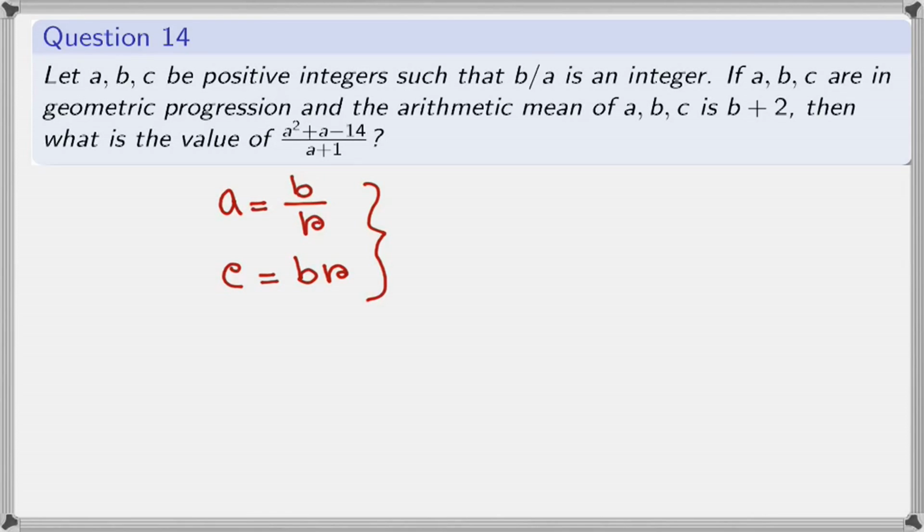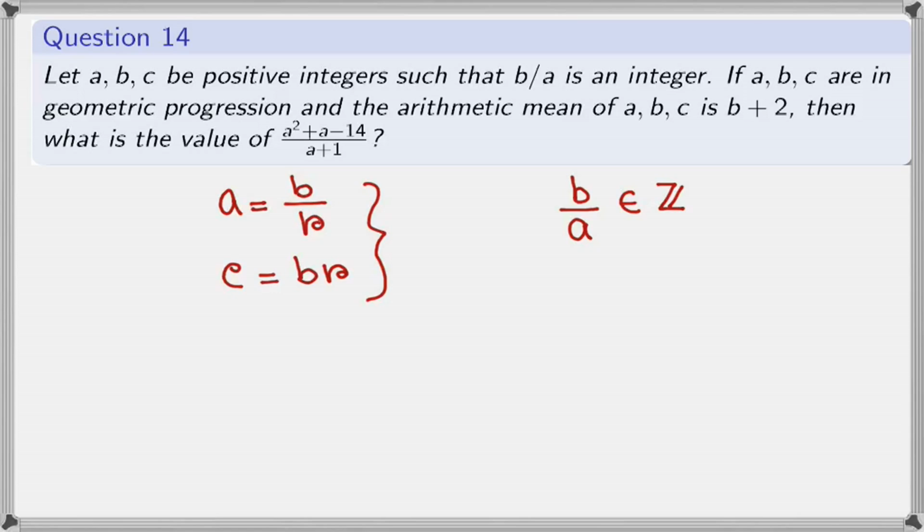We are given that B by A is an integer. In fact, we know that B by A is a positive integer, as B and A, both of them are positive.